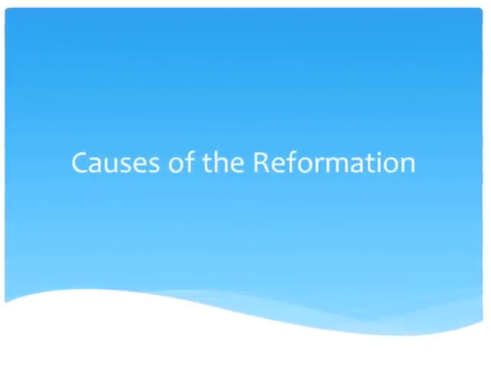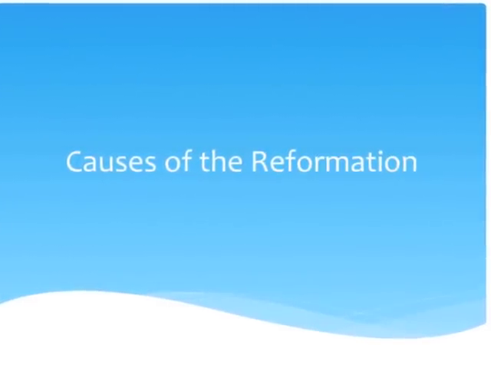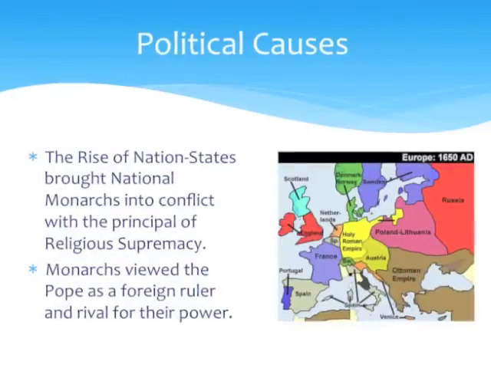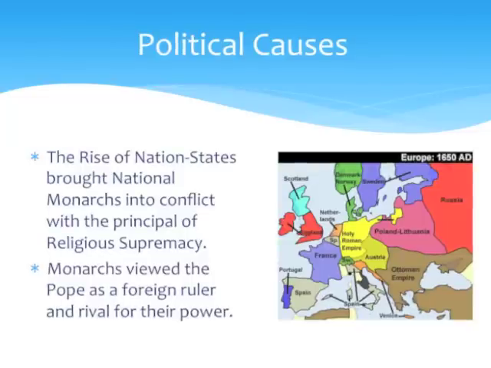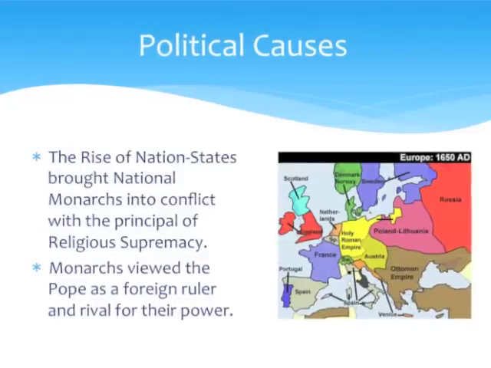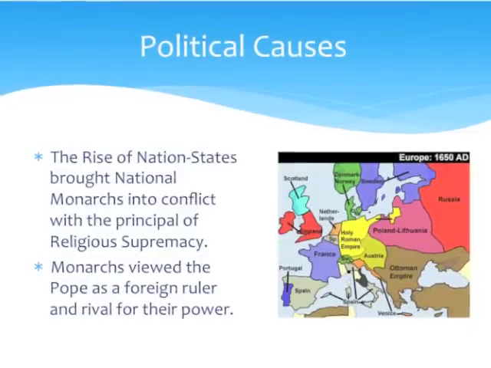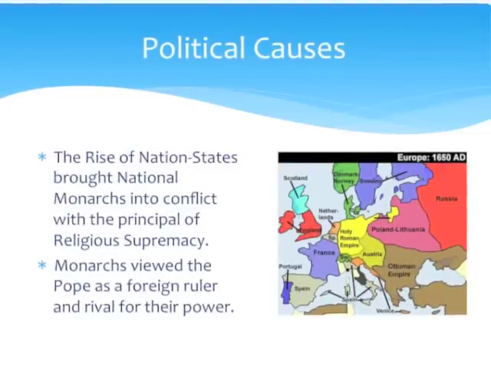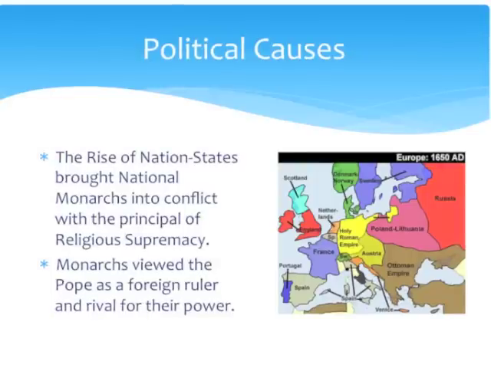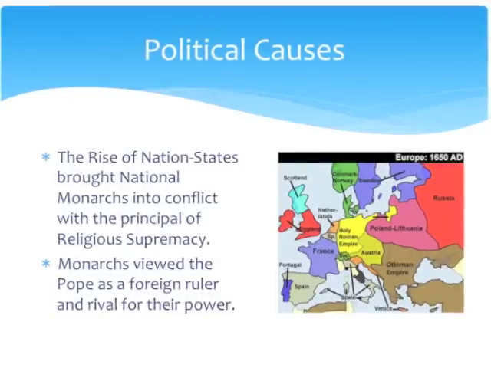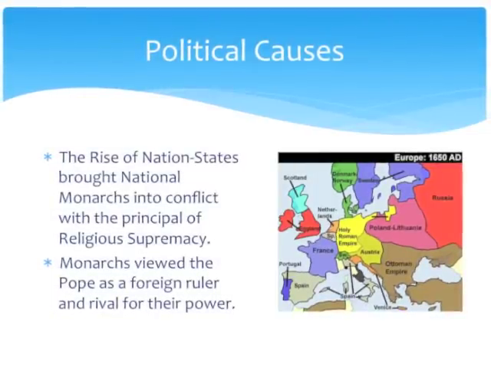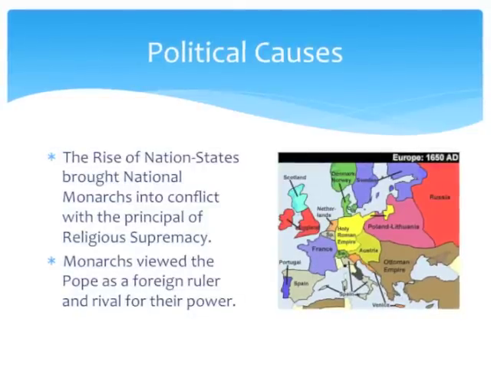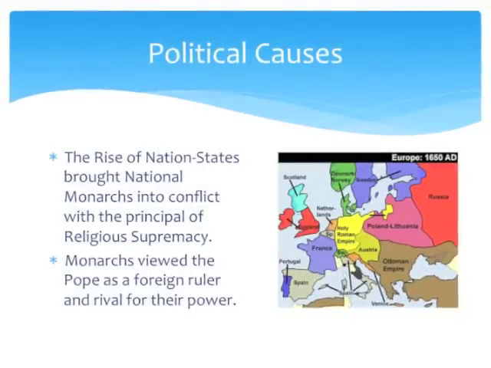Now, you might be asking yourself, what were some of the causes of the Reformation? And there are really quite a few. First, there were some political causes. Remember that Europe is being divided up into nation states, and with these nation states came monarchs. Each nation state had their own monarch. And these monarchs began to have some conflict with the principle of religious supremacy. They started to view the Pope as a foreign ruler in Italy who was a rival for their power in their own nation states.